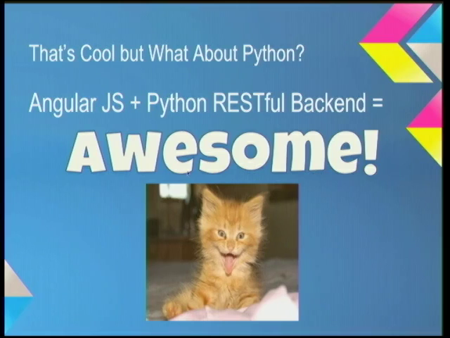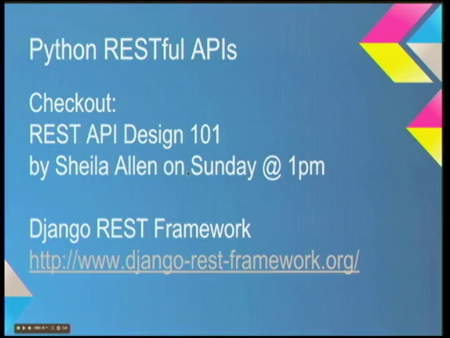If you want to learn more about the Python end of things, Sheila's giving a talk tomorrow at 1 p.m. She's doing a REST API 101 design talk that will complement this talk greatly. I'm a Django guy, and if you're into Django, a good way to get started with the Django API is the Django REST framework. You should check that out. It's a really easy way to hook up your models and create a REST API from that. So that's my one Python slide. There you go.